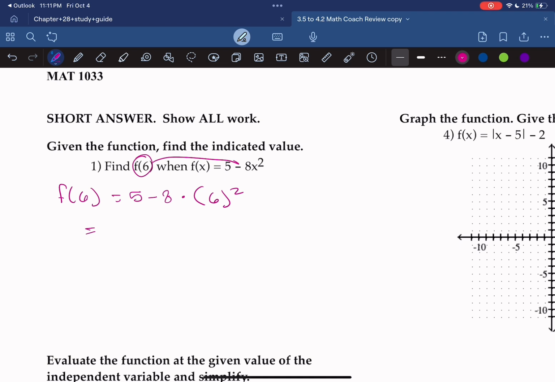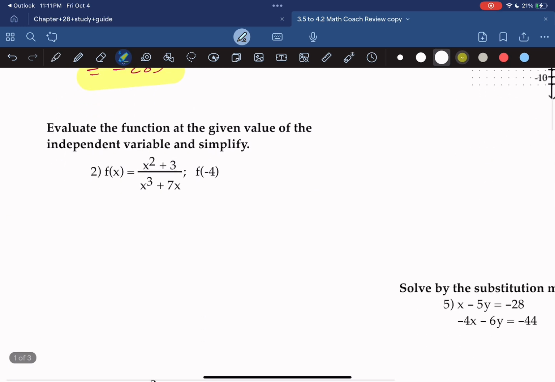equals 5 minus 8 times 6 times 6, 36. 5 minus 8 times 36 is 288. 5 minus 288 is negative 283. That's our answer.